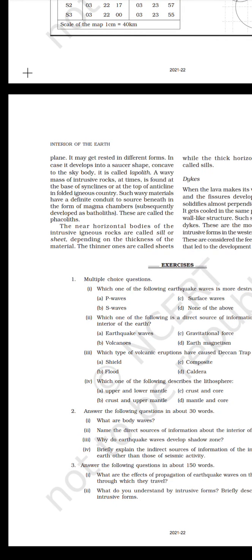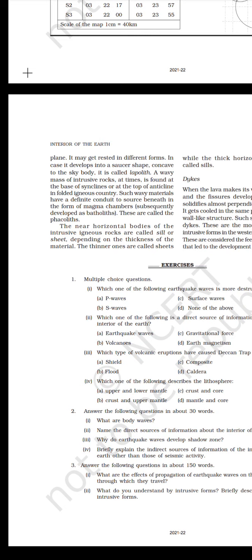It may get rested in different forms. In case it develops into a saucer shape concave to the sky body, it is called lapolith. A wavy mass of intrusive rocks is at times found at the base of synclines or at the top of anticlines in folded igneous country. Such wavy materials have a definite conduit to a source beneath in the form of magma chambers subsequently developed as batholiths. These are called phacoliths.